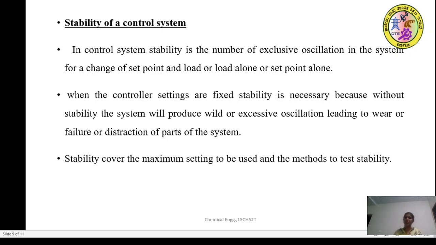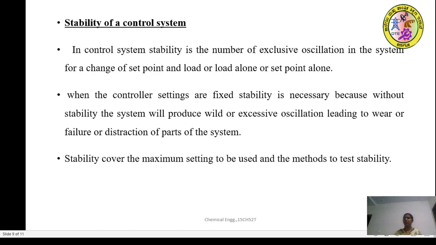So how much we are getting for a change in the output value of the control system, or a change in the load, or a change in both, or a change in the set point alone. That is the stability of the control system.